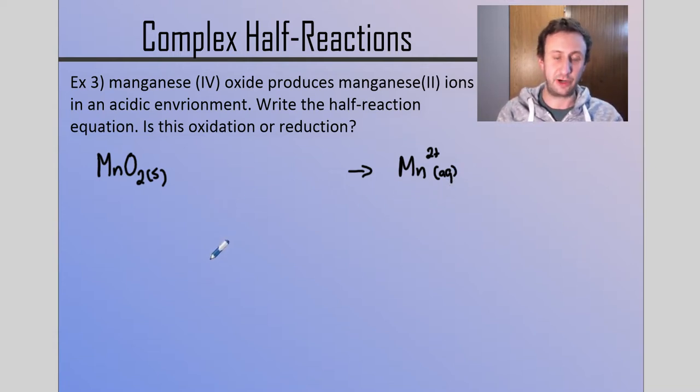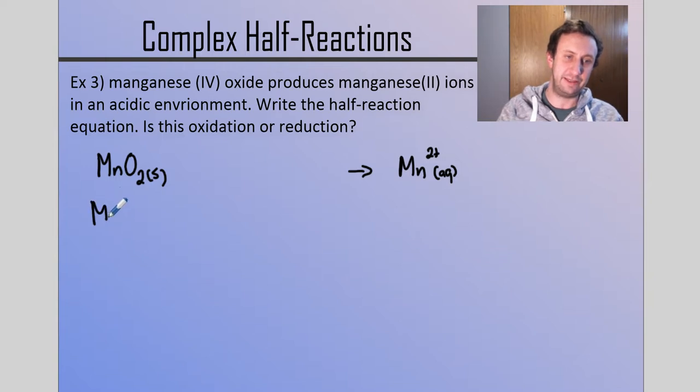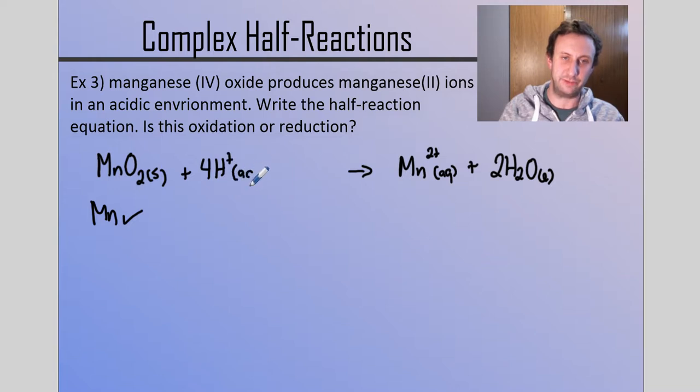Okay, so I'm going to start by balancing the manganese, right? I've got 1 on the left, 1 on the right. Hooray, it's already done. That's amazing. Now I'm going to look at oxygen, and I'm going to balance out oxygen with waters. I have 2 on the left, so I need to have 2 H2Os on the right to make oxygen balance out. Now I have 4 H positives on the right, well, 4 H's, sorry. So I need to put 4 H positives on the left to make that work. So this is me balancing out the hydrogen.